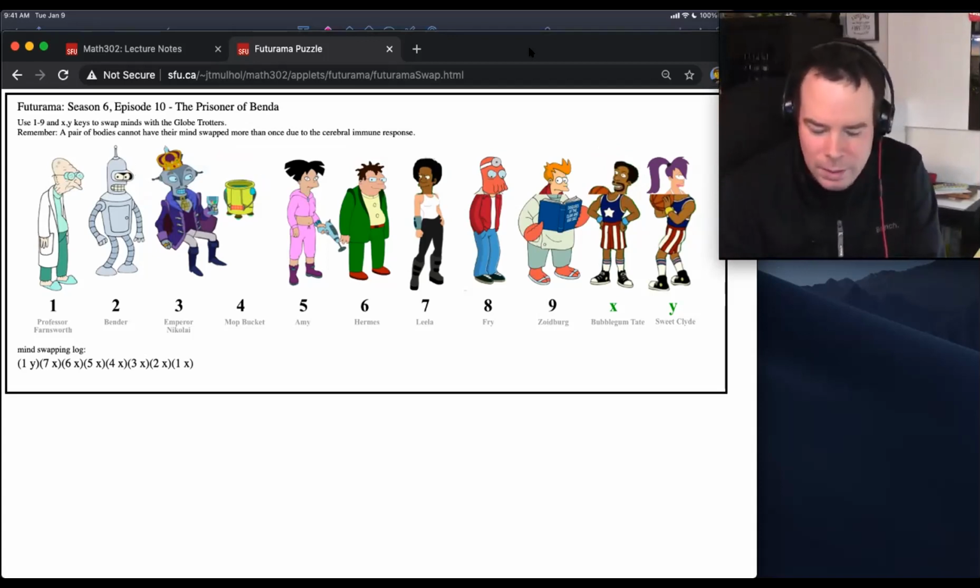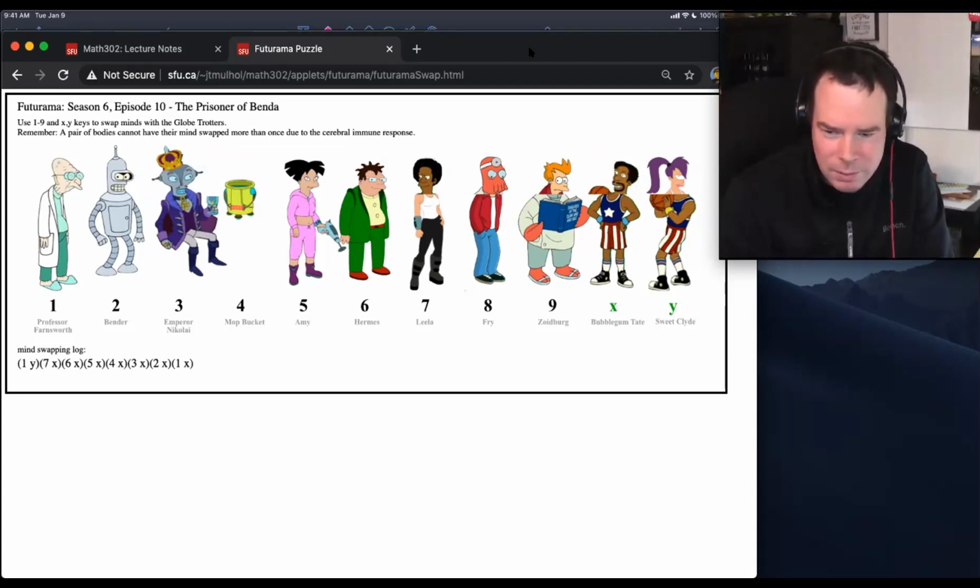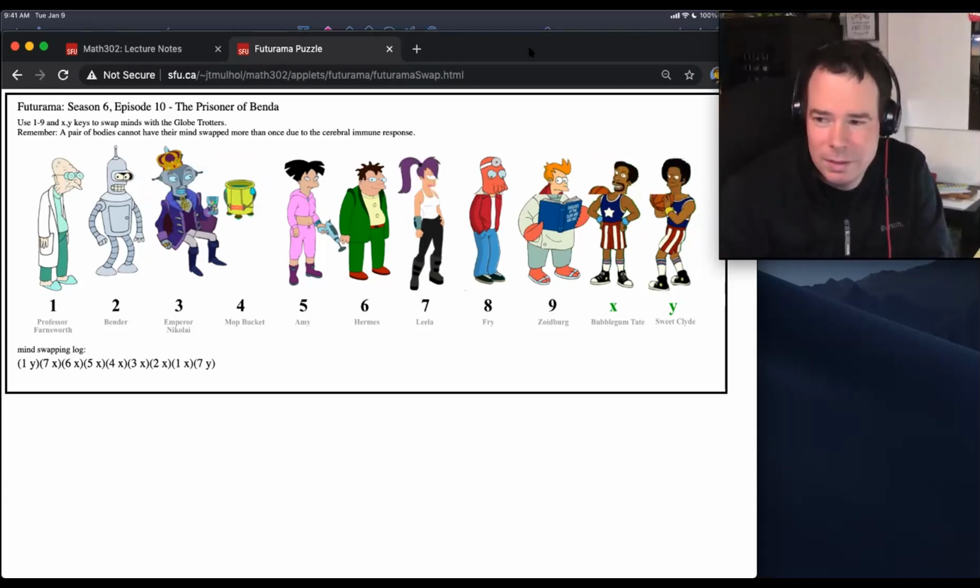That's Y and 7, and we haven't done a Y7, as we can see from our mapping log. So we do a Y7. So that restored that cycle, but the Globetrotters have now had their minds swapped. So at first glance, someone might look at this and go, oh, okay, let's swap their minds. But no, we don't need to, because we can do their mind swap at the end if necessary.